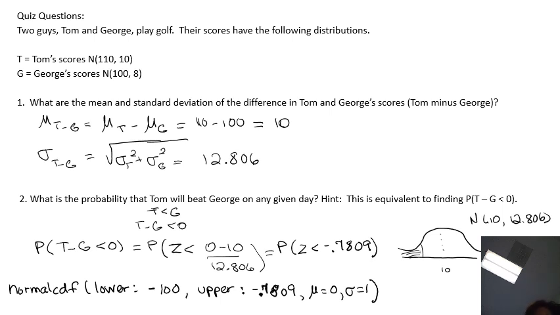And hopefully you don't have to do that on your calculator, but if you do, because we just did it with the same z-score value, we'll find that 21.74 is the probability. So there's a 21.74% chance that Tom will beat George on any given day.